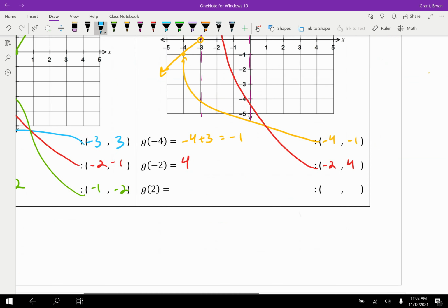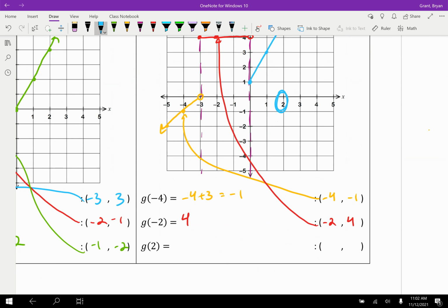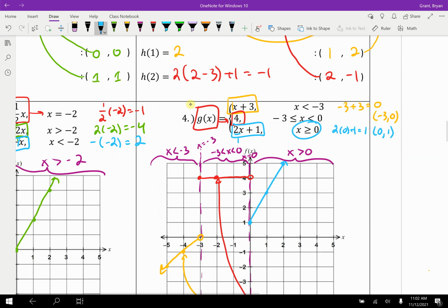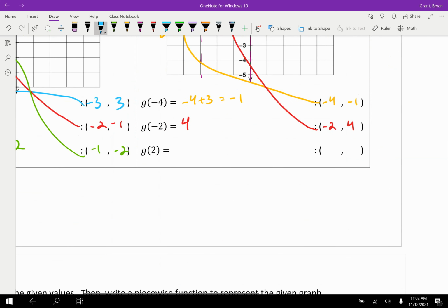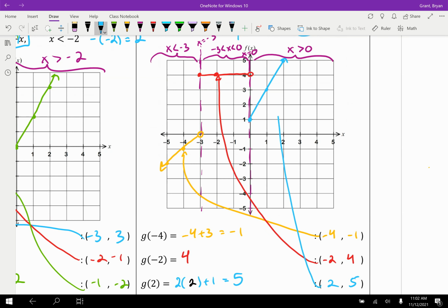G of 2. Well, let's see. G of 2 means 2 is the input. Just looking at the graph, I think that means we're using the blue equation. And yeah, 2 is greater than 0. So we do 2 times whatever our x is plus 1. And that's 4 plus 1, which is 5. So 2 comma 5. Let's see if I did this graph correctly. 2 comma 5. Yeah, that's right up there. That's looking pretty darn good.